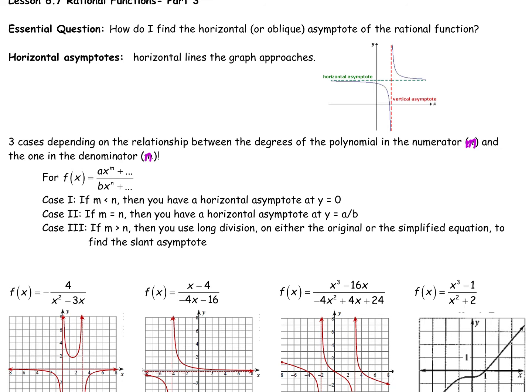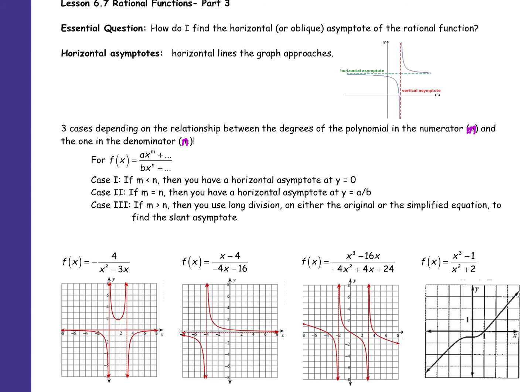So if I have some rational function that says f of x equals a x to the m plus whatever else it says, over b x to the n plus whatever, we're only looking at the first terms. Okay, that's it, just the first terms of both polynomials, right? There's a polynomial in the numerator and the denominator. I'm only looking at the first terms.